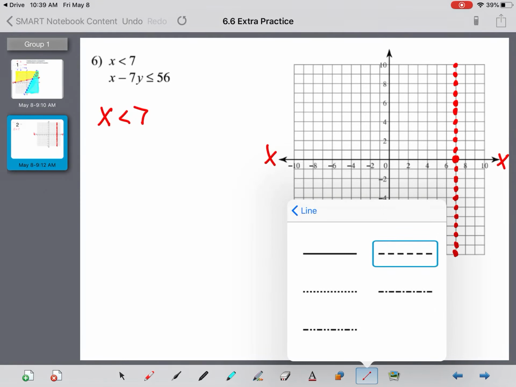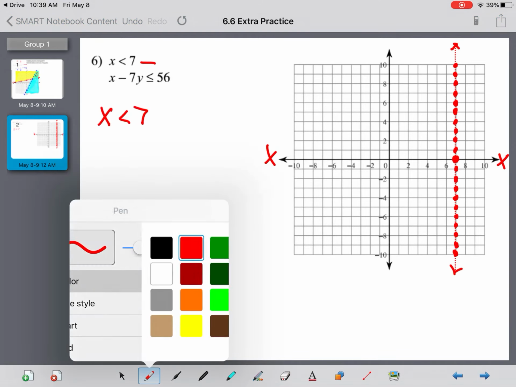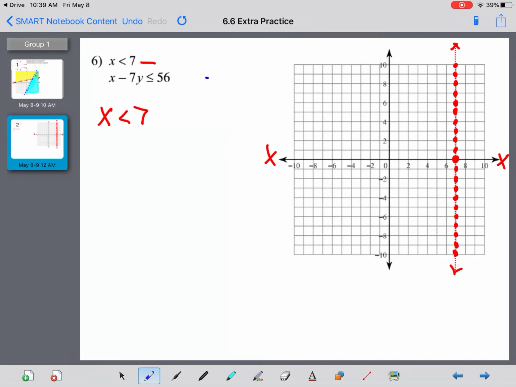All right. So the less than symbol means that this line style is going to be dashed, right? I'm going to try and make these smaller so you can see it. There we go. Dashed line. Now, first inequality is complete with the exception of the shading. Your second inequality, the y is not isolated, so we need to rewrite this. So I'm going to write the original.